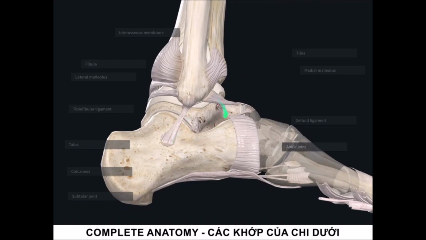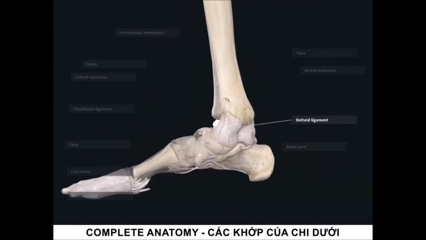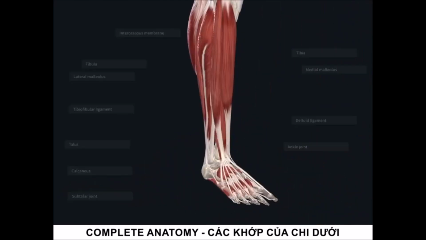Medially, we have the large deltoid ligament, also known as the medial collateral ligament, and it attaches to the medial malleolus. During eversion, the deltoid ligament stabilizes the ankle joint and prevents dislocation. Let's add some muscles on here and have a look at these movements.